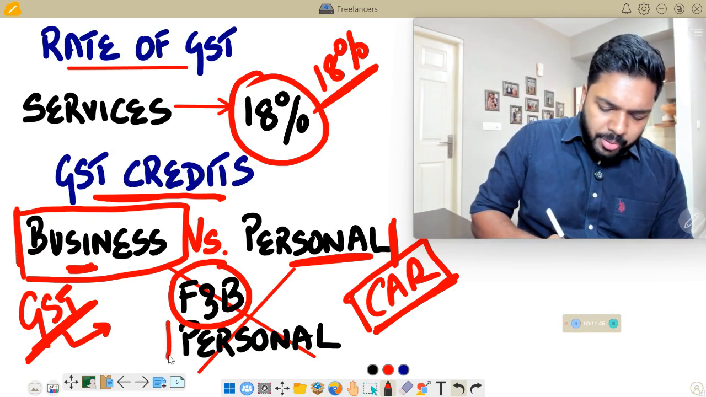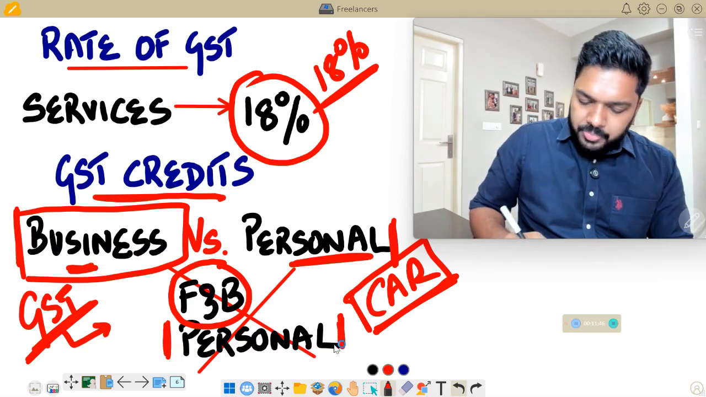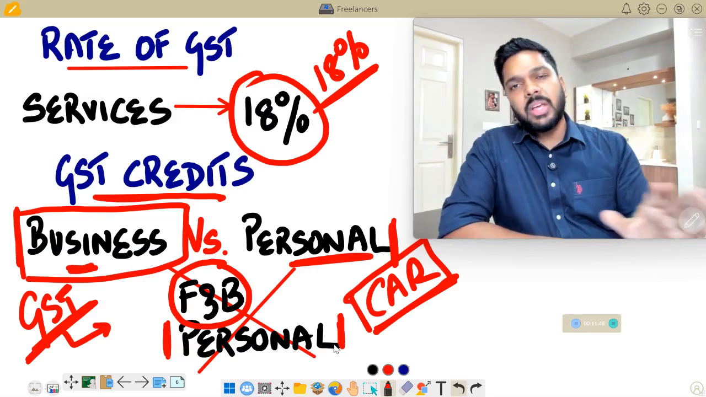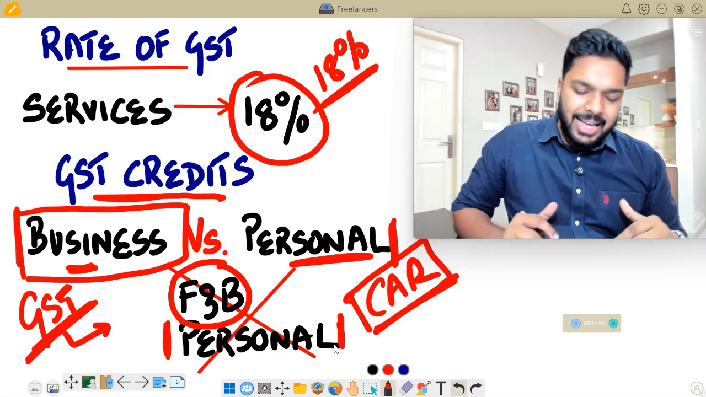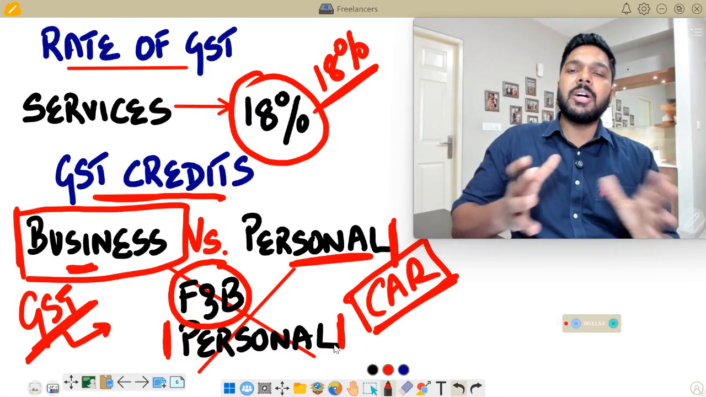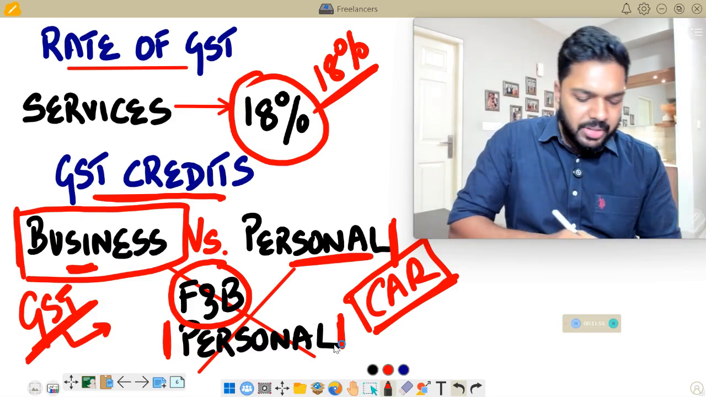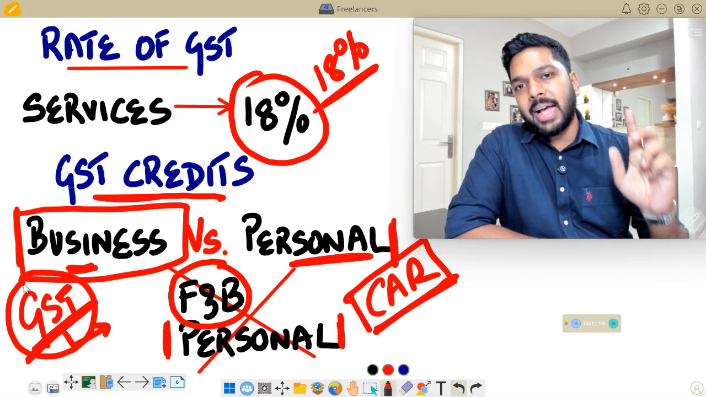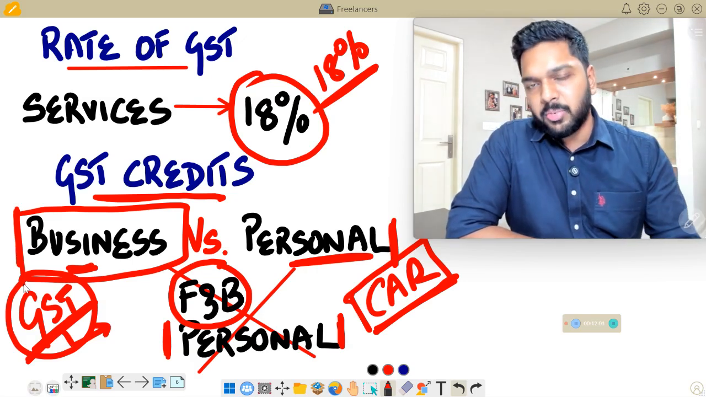So all kinds of personal expenses, all kinds of other expenses prescribed under the GST blocked section, you cannot take a credit of the same. But any other business expense that you incur, the GST that you pay on the same, you can take it as a credit, which will help you save tax when you sell services, because you can set it off.